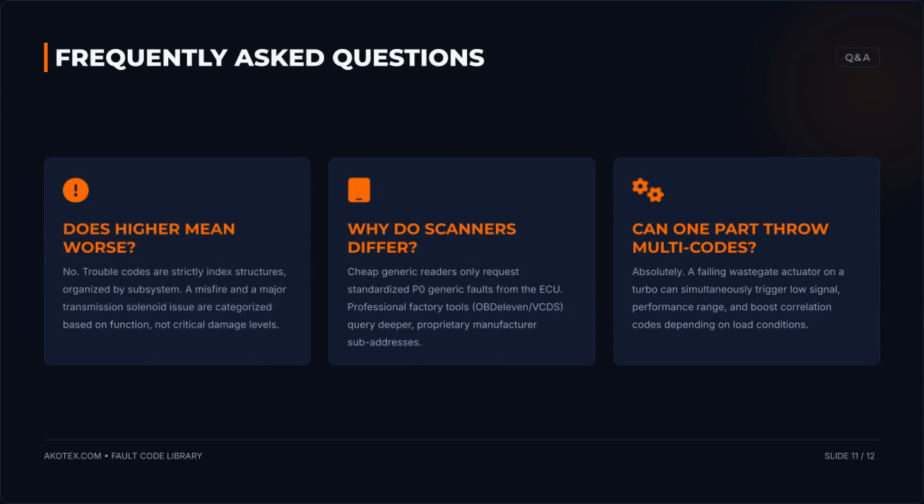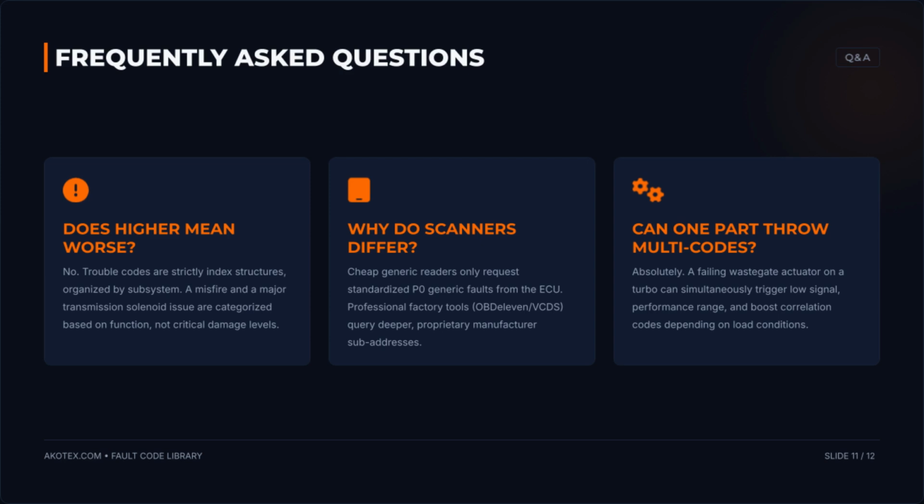A few quick ones before we close out. Does a higher code number mean a more serious problem? No, codes are organized by system and subsystem, not severity. A misfire code and a fuel trim code aren't ranked by how bad they are, you have to read the actual description and consider your symptoms. Why do 2 different scanners sometimes show different detail for the same fault? Generic OBD-II readers only show the standardized P0 level codes. Manufacturer-level tools like VCDS or OBD-11 reach the fuller VAG-specific code set, including extended fault details a basic reader simply can't get to.